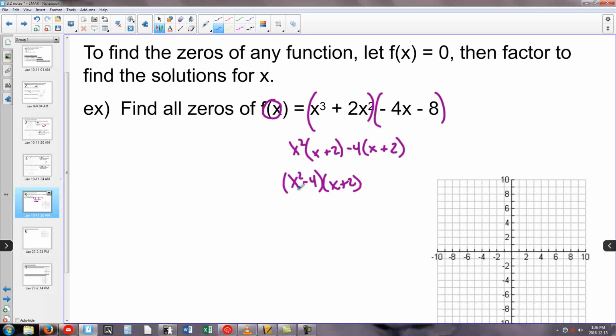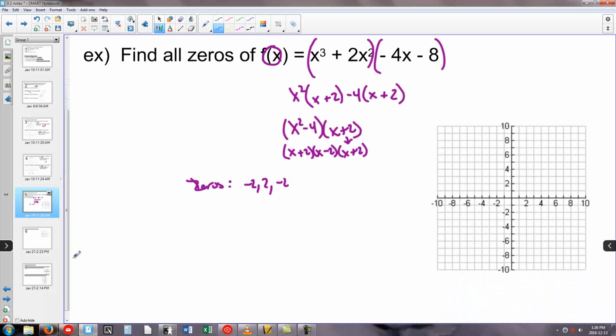But then this parenthesis here can continue to factor as x plus 2, x minus 2. And then, of course, we still have the x plus 2 hanging out over here. So all of the zeros would be at negative 2, 2, and negative 2. Now, we use that negative 2 more than once.